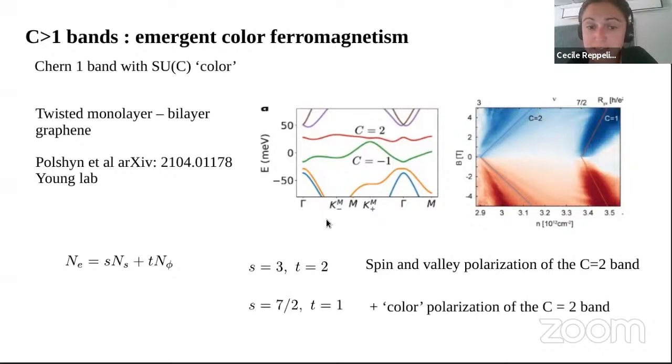Now, the next state at filling 7/2 occurs when you have a half filling of one of the bands. So S equals 7/2, it's a fractional filling now, but T equals 1 because the Hall conductivity is equal to 1. And this is interpreted as, on top of the spin and valley polarization of the conduction band, you also have a color polarization of the Chern 2 band, which results in this Hall conductivity.